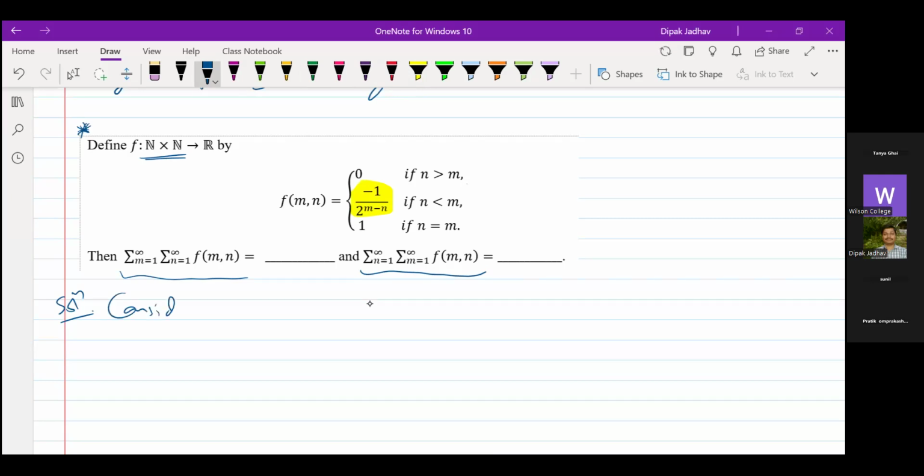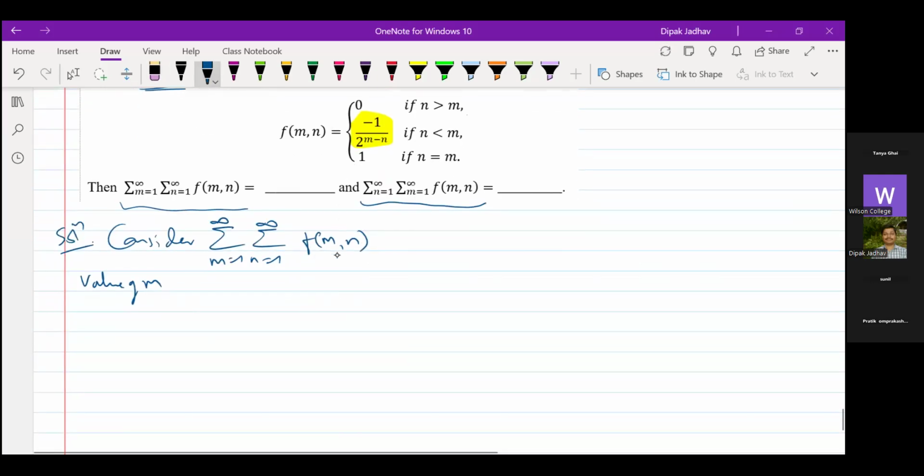So let's consider this first: the sum over m from 1 to infinity, n from 1 to infinity, of f of m comma n. Let me fix the value of m. Let me observe, the outside sum is over m. So let me take m equal to 1, and observe what the inside sum will give me for m equal to 1.